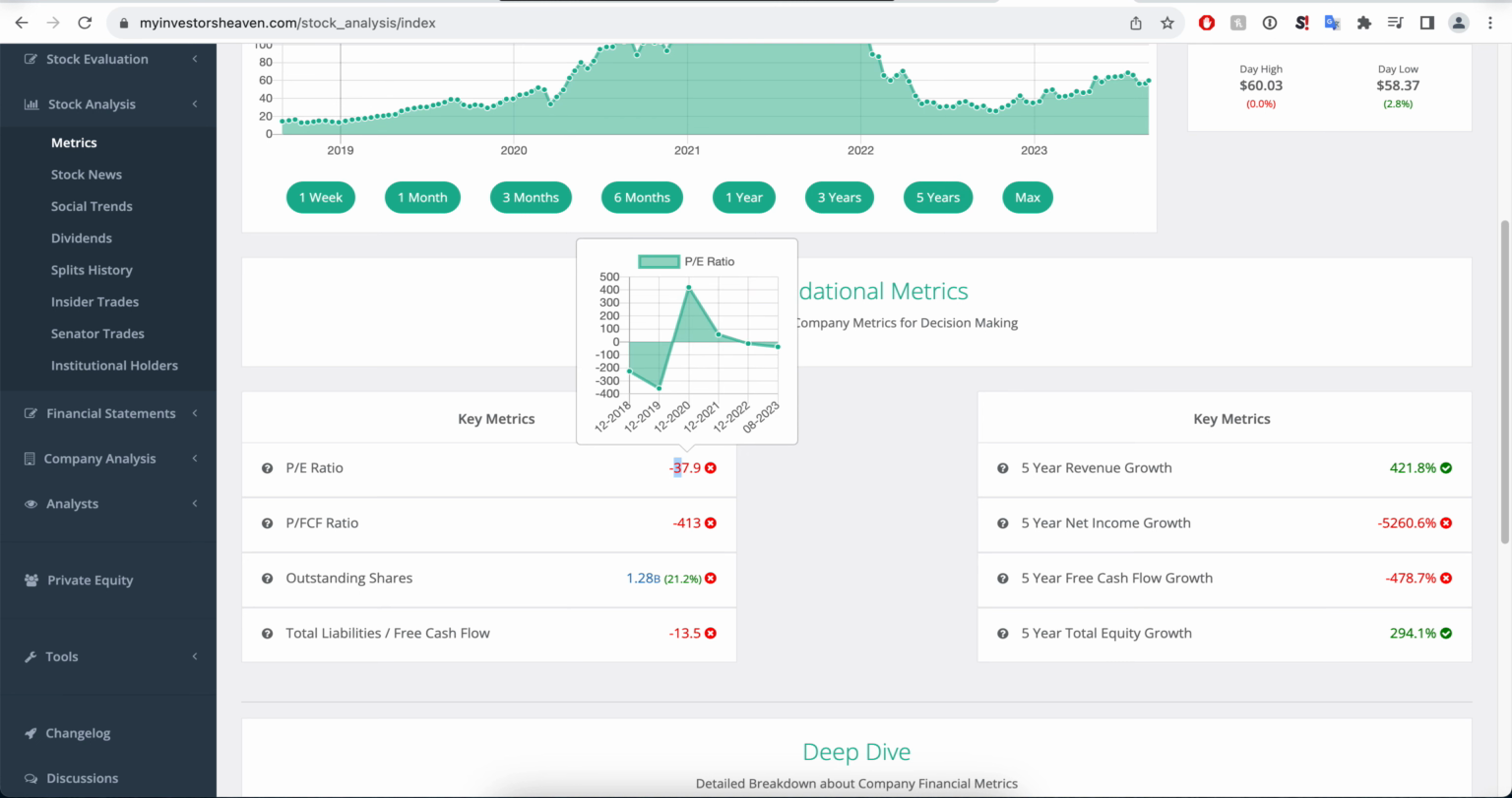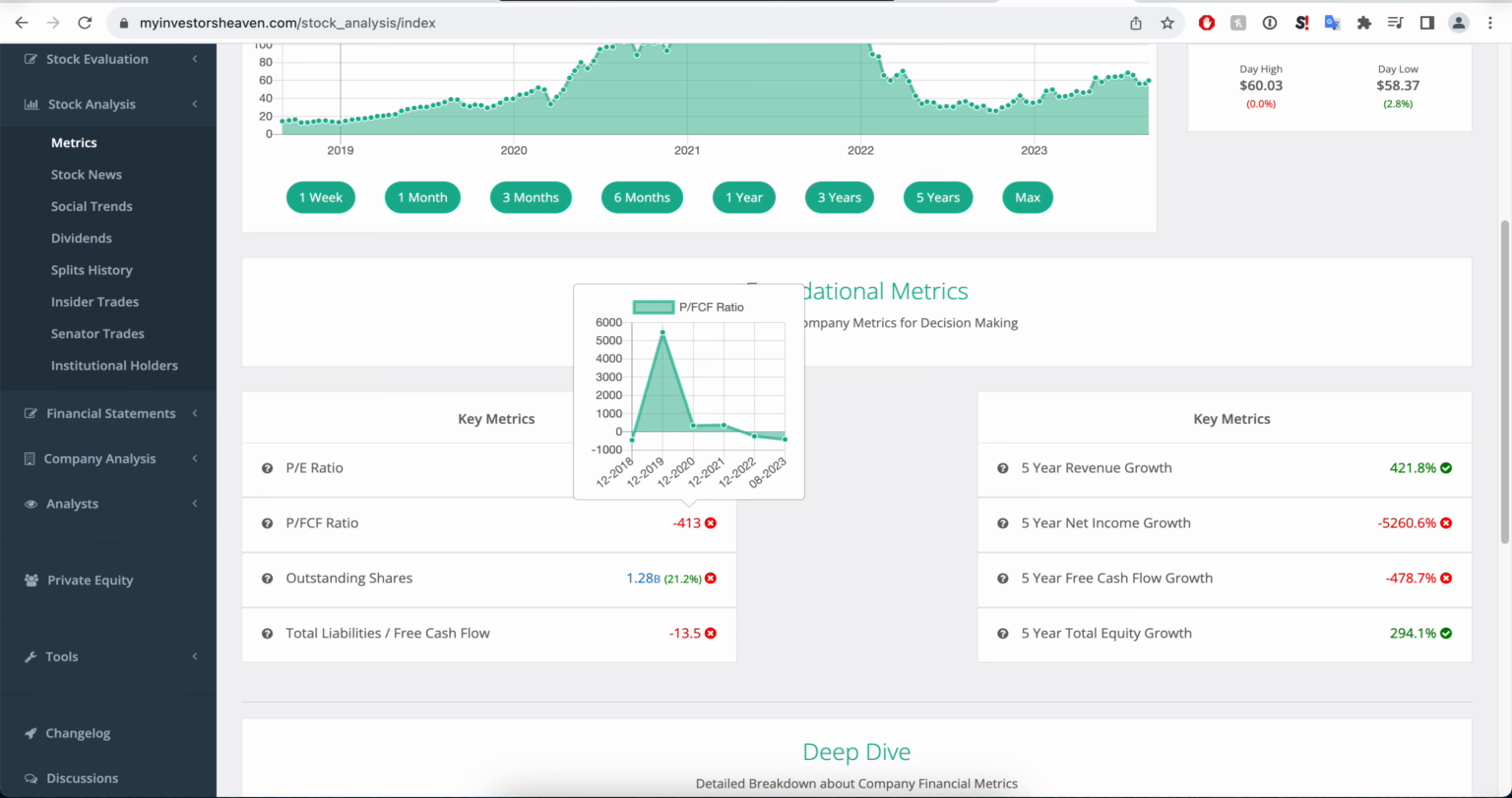Like for instance here, the P/E ratio has been climbing up and down. So the company has been making money, has been losing money, some quarters making, some quarters losing. And the same thing with the price to free cash flow, same thing, sort of like making, losing. It has been impacted by what was happening during the pandemic years too. So pretty understandable as well.